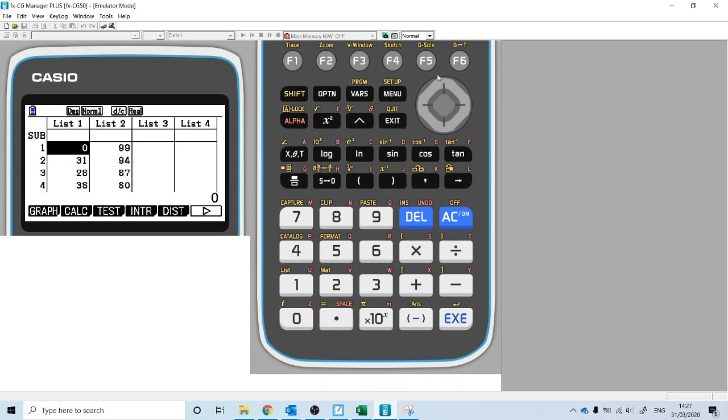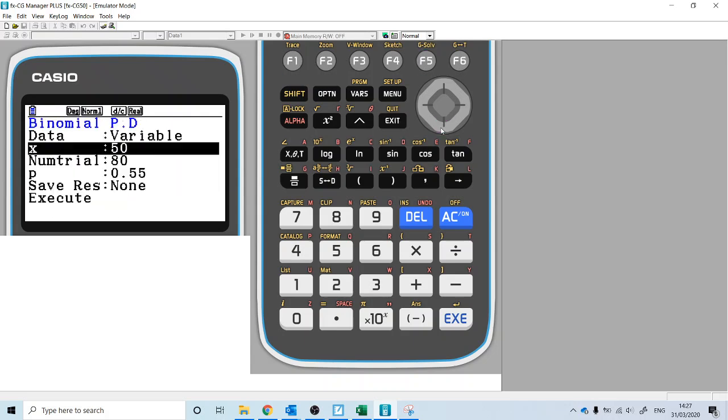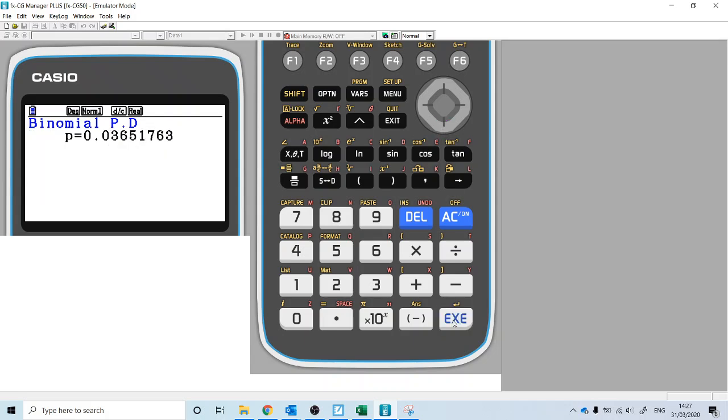So let's go to distribution, binomial, PD because we want a specific value. X is 50, number of trials is 80, and the probability of success is 0.55. So the probability of having 50 bulbs that produce a yellow flower is this probability here.